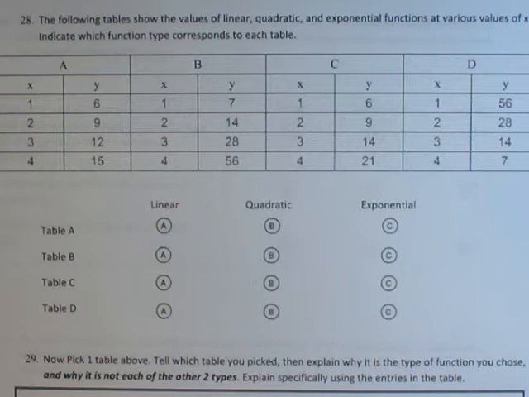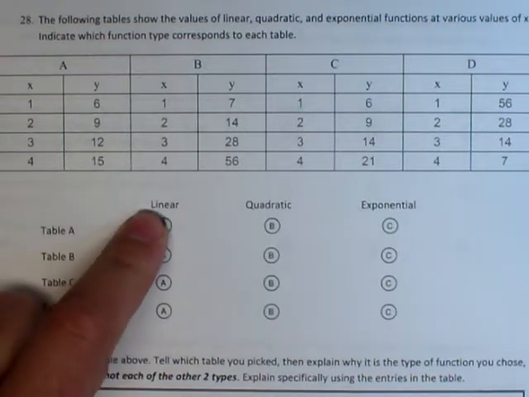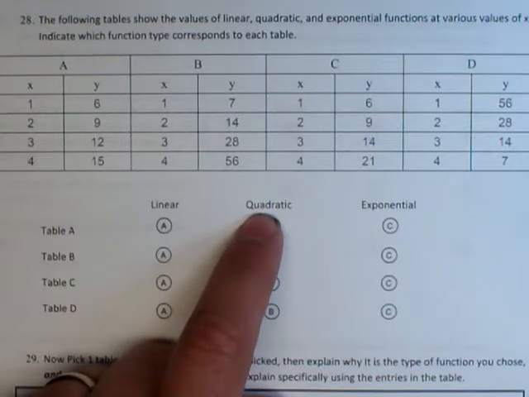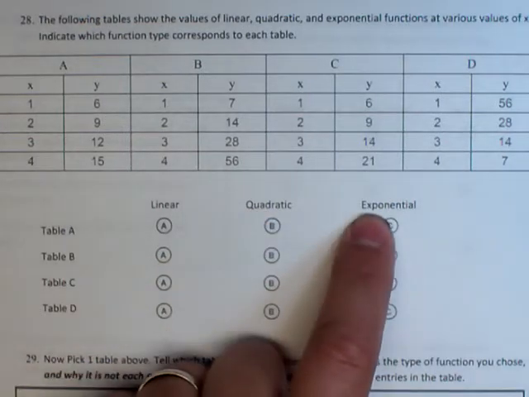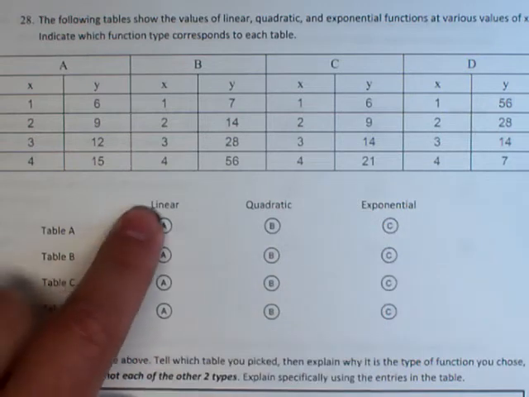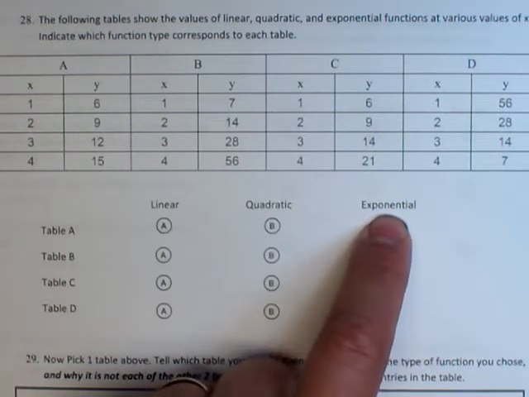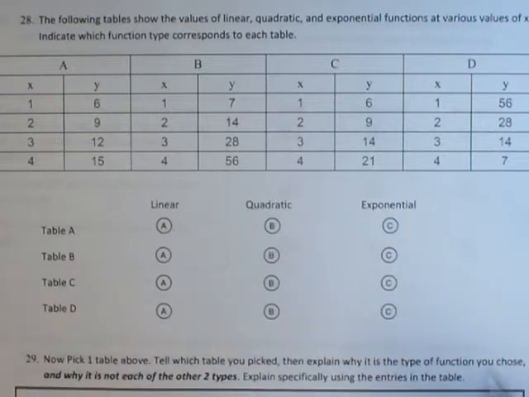So, as we've learned, a linear function has a constant first difference, a quadratic function has a constant second difference, and an exponential function has repeated multiplication or division. Another way to put this is that a linear function has a constant difference over equal intervals, whereas an exponential function has a constant factor over equal intervals. So let's take a look.